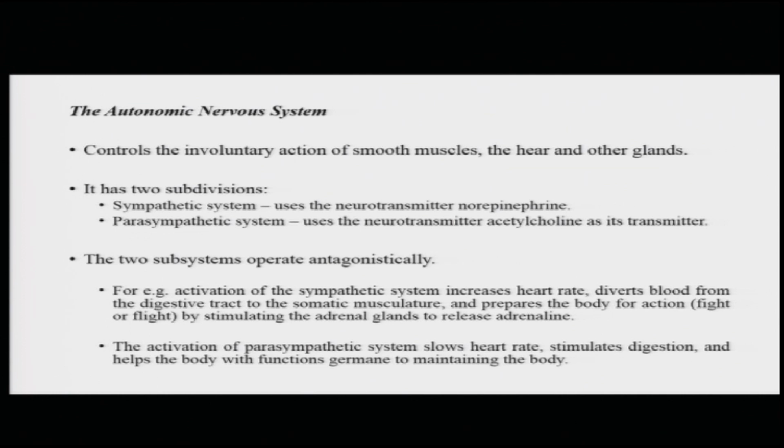The other system is the parasympathetic system, and the parasympathetic system uses the neurotransmitter acetylcholine as its main agent. Now, the parasympathetic system acts almost opposite to how the sympathetic system acts. It works for cooling the body down, for bringing the body from an excited state to a slightly calmer, more sedate state. So, using the neurotransmitter acetylcholine, it tries to slow down your heart rate, it tries to stimulate digestion so that more energy can be generated, and it also helps the body with functions which are germane to maintaining the body. Say for example, processes of healing.